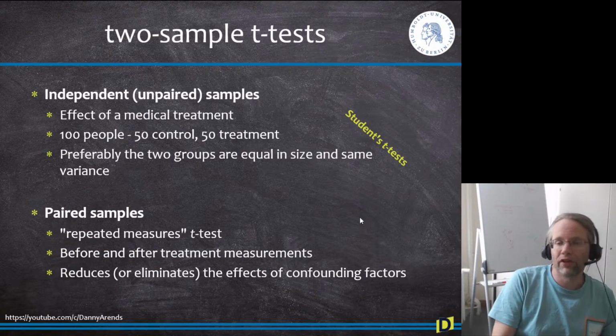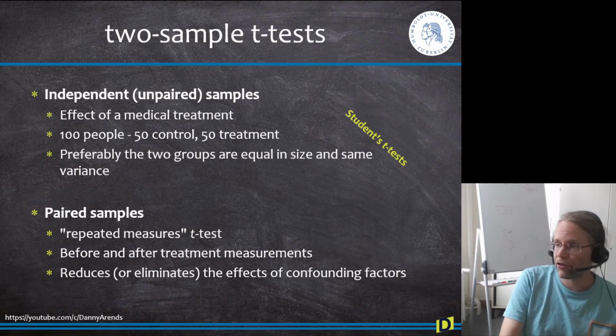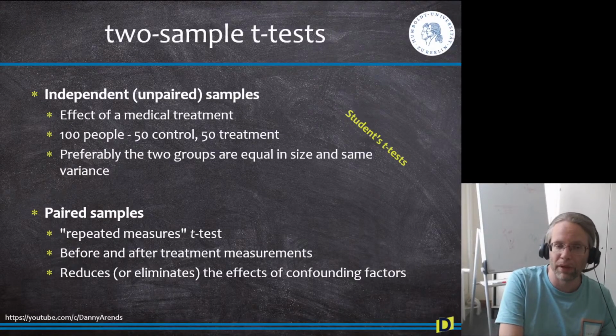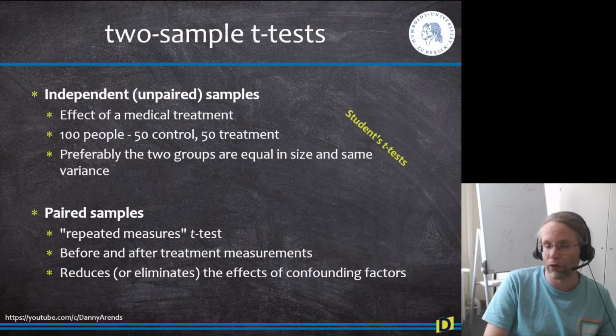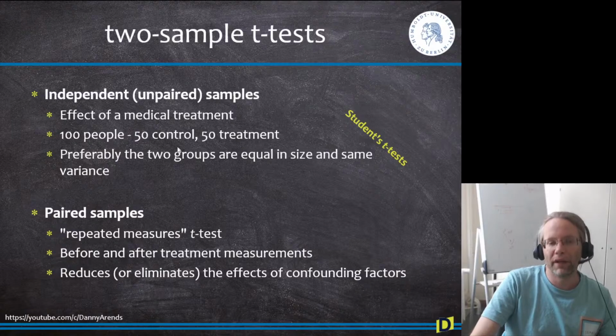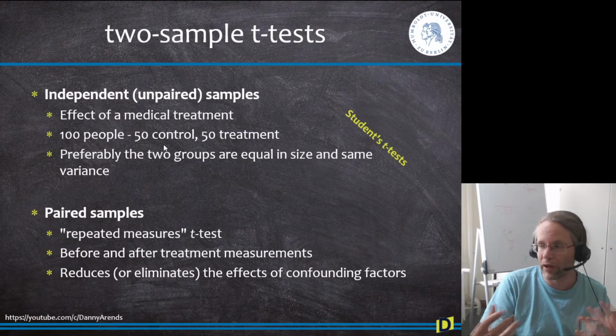Two sample t-tests are the standard Student t-test. The two sample t-test is when we have, for example, the effect of a medical treatment. Right? We have 100 people, 50 people are in the control group, 50 people get the treatment, so 50 placebos, 50 treatments, and then we do it unpaired, we want to see if the controls are different from the treatment, or the treatment is different from the control, right?